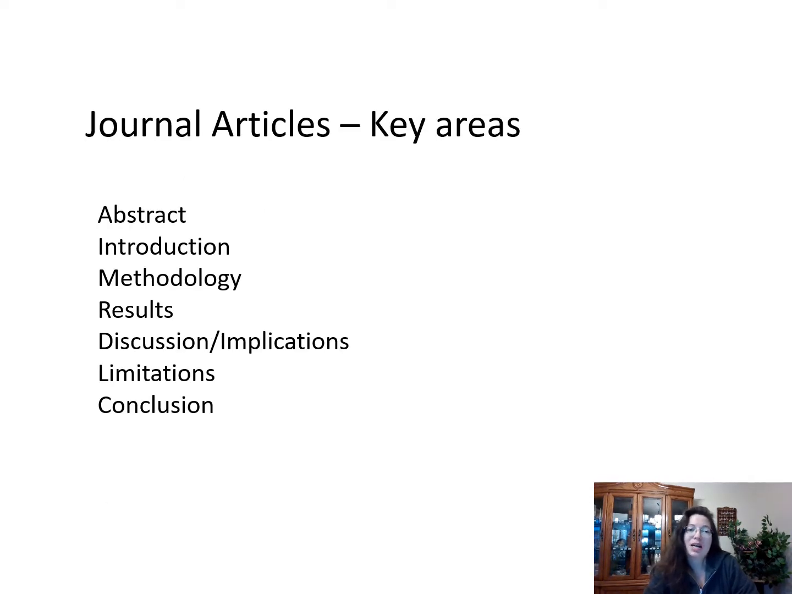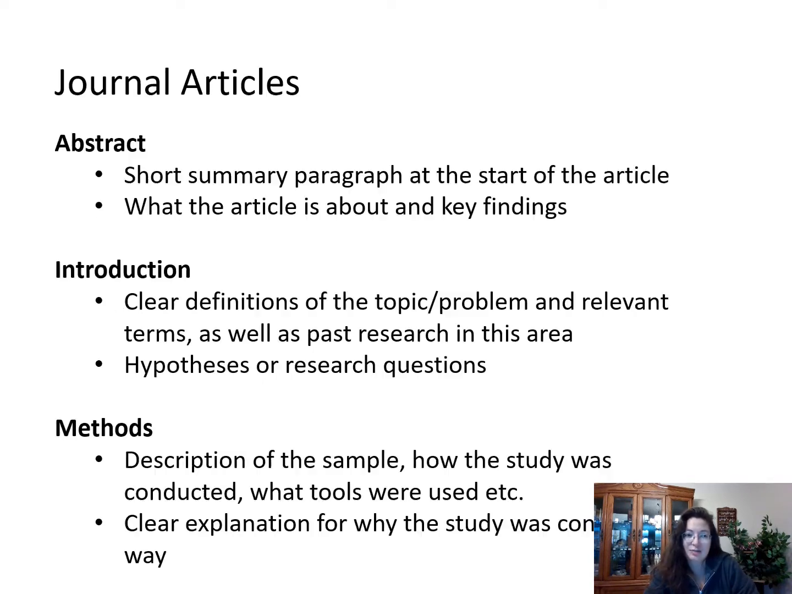Before we get into that though, we need to cover some components in terms of what you will find when you look through the research literature. Journal articles in general are divided into these components listed here. The abstract is usually just a short summary paragraph that describes the key findings of the article. And then you have the actual article itself, which begins with the introduction, where it states the research questions and provides a clear definition of the topic or problem area and the past research that's been conducted in the area.